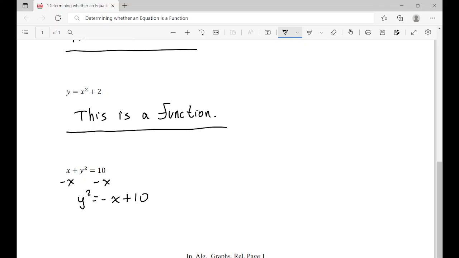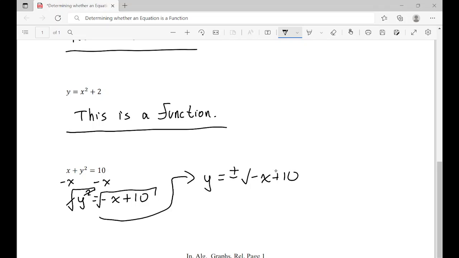So to get this squared away, I'm going to take the square root of both sides, which will get rid of the square. And I'm going to move this over here for just a little more room. And I'm going to get y equals plus or minus the square root of negative x plus 10, because whenever you take the square root of something, you must have plus or minus. And since y is by itself, but I have two separate expressions over here, a positive and a negative, I can say that this is not a function.